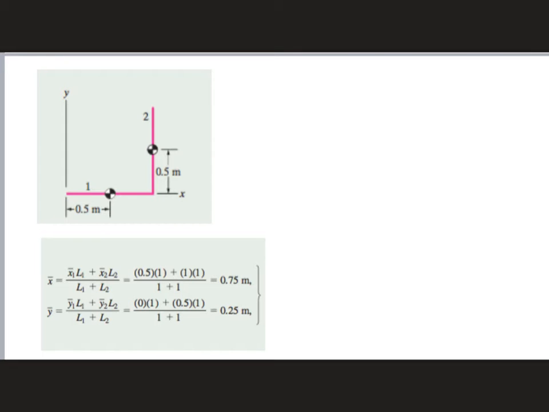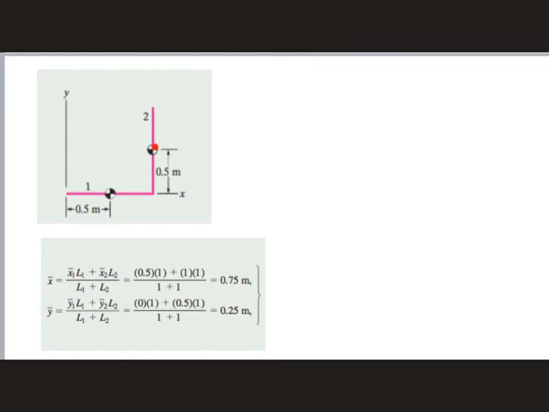And so if we put this here, we get 0.5 times 1 plus 1 times 1 divided by the total length, which is 2 meters, a meter here and a meter there. And so when you plug and chug, you get the x location for the center of mass is 0.75 meters. And then for the y location of the center of mass, you plug in the same values with y. And we can note that this one has a y value of 0.